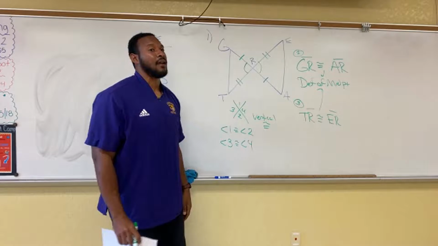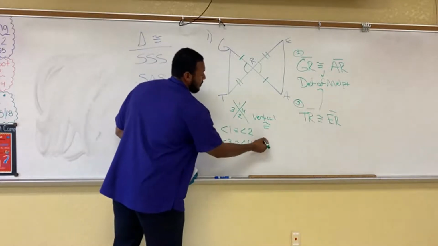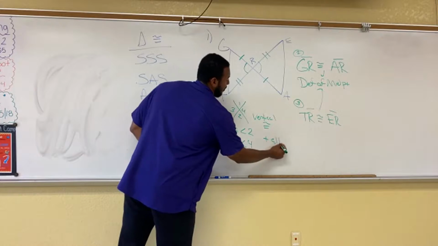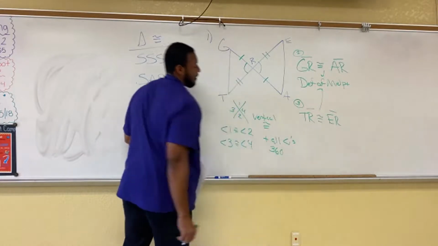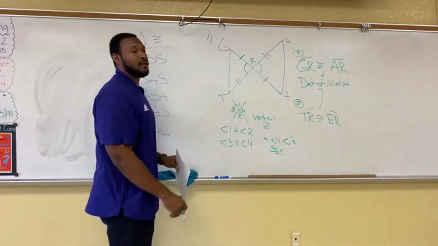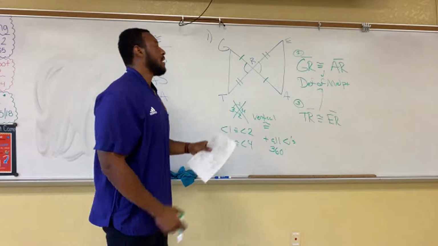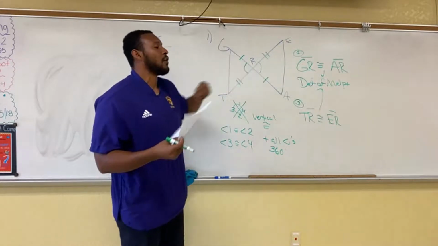Good. Don't forget that. So don't forget, you add all 4 of these angles up, and you get 360. Right? If you were to add all 4 of these angles, you get 360. Sounds good? Okay. So again, for number 4, the reason why these 2 angles are congruent is vertical angles.